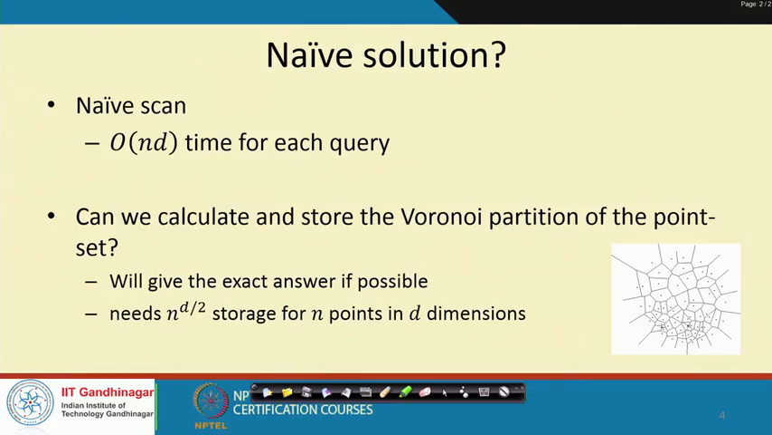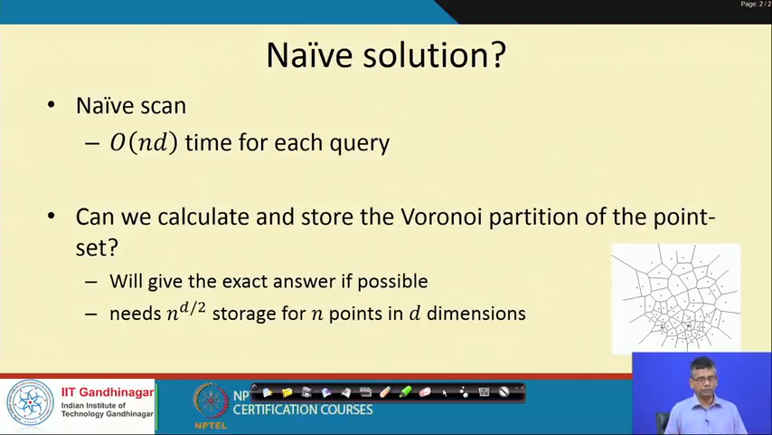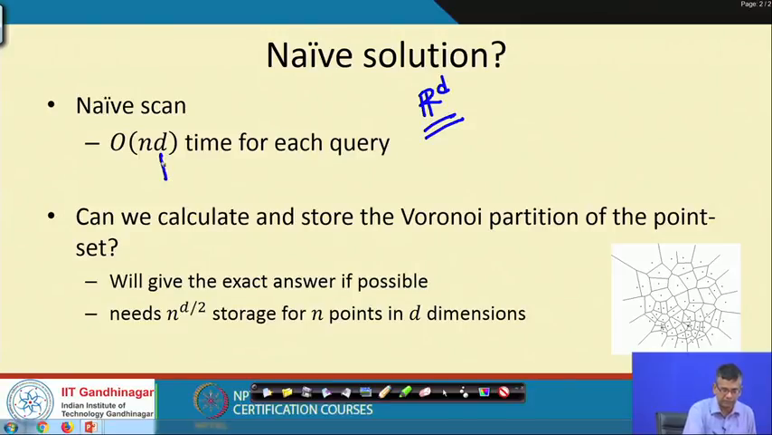So again, what is a nice solution to this algorithm, before we start looking at smarter solutions? The most naive solution is of course the naive scan. Given a query at query time, you go over all the data points. If you assume that the data points are vectors in R^d, then you need time order n, which is the number of points, times order d to compare each point with the query. So, that needs total time order n d to answer the nearest neighbor question.